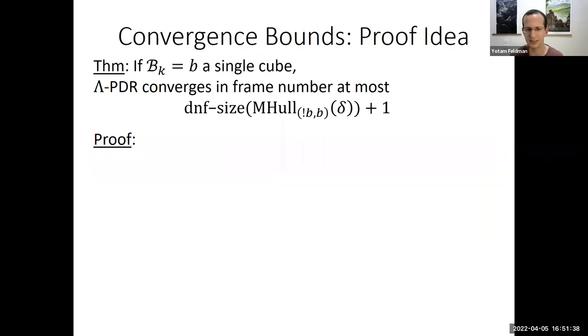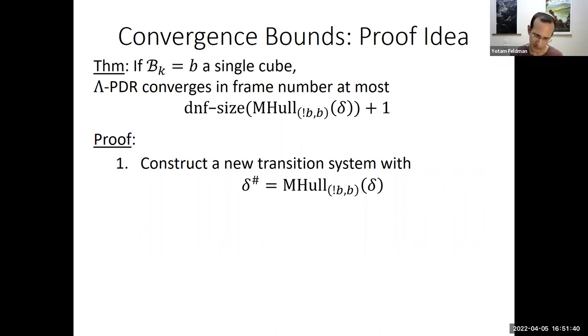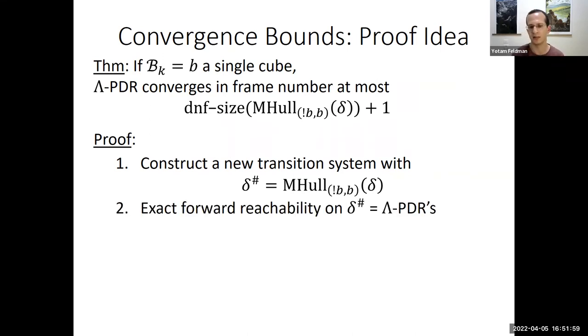And the proof, I think, is interesting because what it does is construct a new transition system, what we call an abstract transition system, whose transition relation is the monotone hull of the original transition relation. This has the interesting property that if you execute exact forward reachability on the abstract transition system, this yields exactly lambda PDR on the original transition system. So exact reachability on the abstract system gives the abstract reachability on the original system.